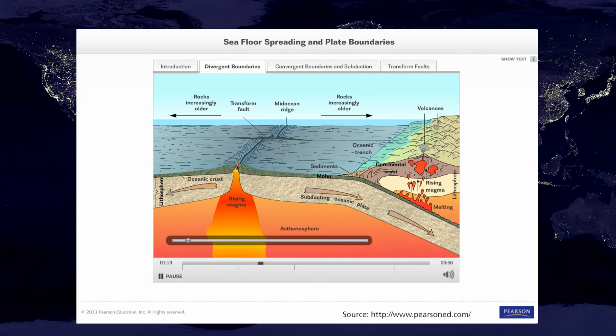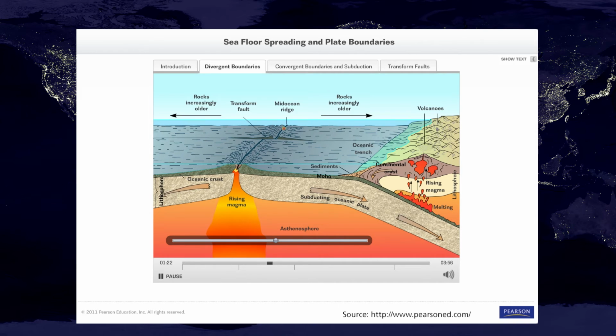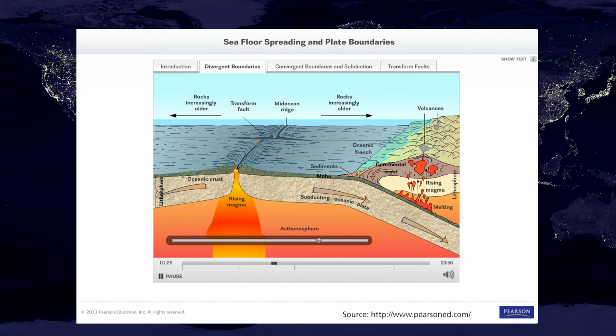Notice that as the edges of the two oceanic plates spread apart at the ridge, magma from the upper mantle rises and solidifies in the gap to form new ocean floor. Over millions of years, the ocean floor moves away from the mid-ocean ridge in opposite directions.